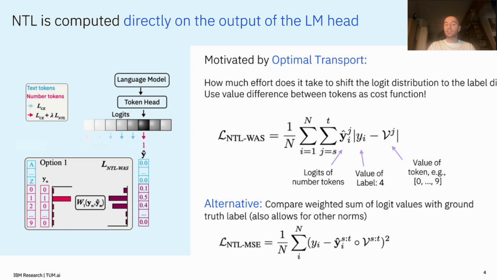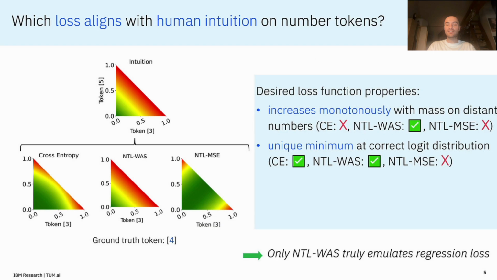Motivated by optimal transport, we then calculate the Wasserstein-1 distance between the one-hot label distribution and the predicted distribution. We define the cost function based on the difference in the numerical value of the tokens. This loss, the NTL-WAS, emulates a regression head and can even be used for exotic cases like label smoothing or modular arithmetics. We also propose an alternative loss, the NTL-MSE, which is based on a dot product between the number token values and their assigned probabilities.